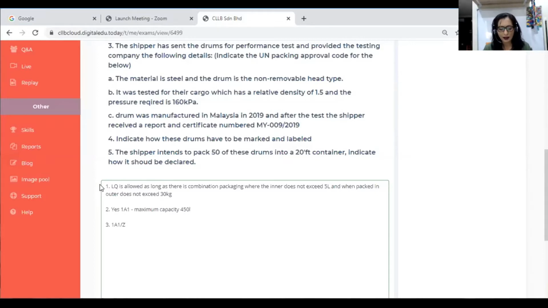Then you indicate the relative density, the pressure.